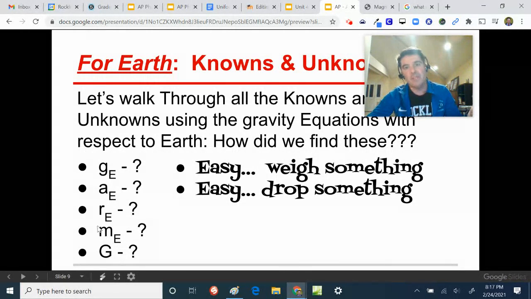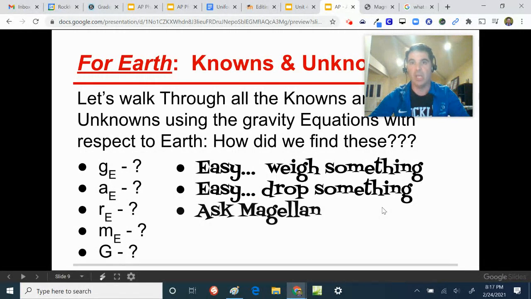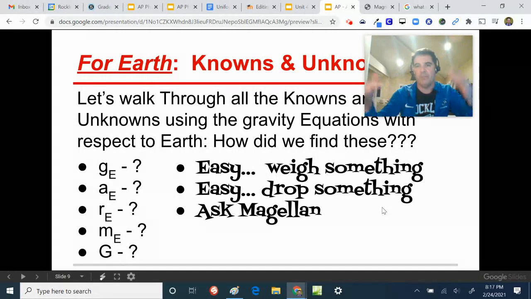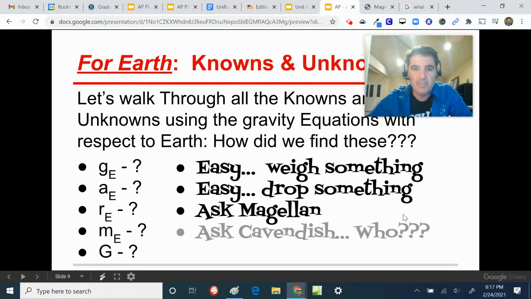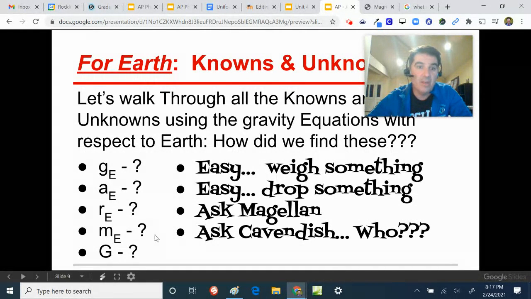The radius of Earth, ask Magellan. Get in a boat, go around the Earth. Well, I know it's flat and stuff, but I mean, if it were spherical, ask Magellan. He went around the Earth and said, "Hey, this is how far it went. This is how long it took. Set your watch." The mass of the Earth, that's a little harder. We're not going to stick it on a scale or something like that. Start digging, I don't know, put it on a balance. Ask Cavendish. Who's that? Capital G, 6.67 times 10 to the minus 11th. How the heck do we find that?